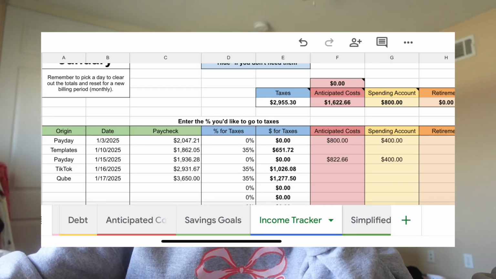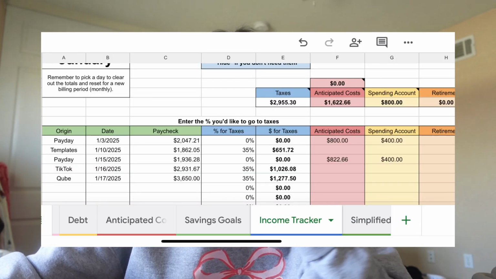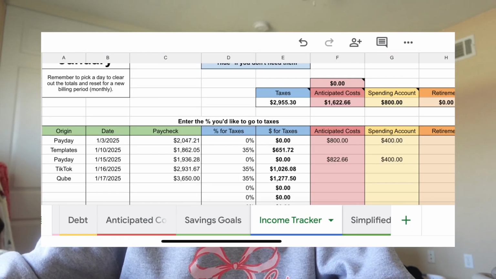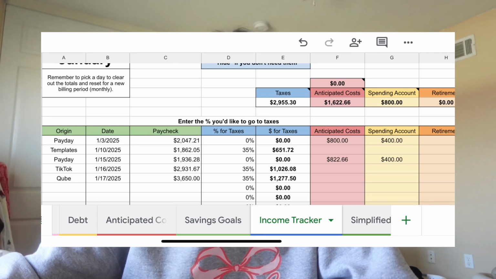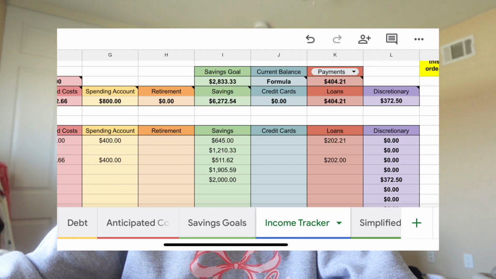I got $3,650. That's the most I think I've ever gotten in a single month. Maybe 1 month I did a little bit better than 3,650, but this is definitely one of the highest, if not the highest month for my Cube affiliate link. I'm gonna put, well, I have to put 35% of that towards taxes, which is $1,277.50. And then I'm going to put $2,000 into savings, and I'm gonna leave $372.50 out of it for discretionary spending.